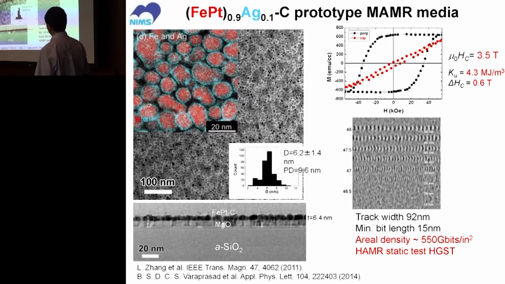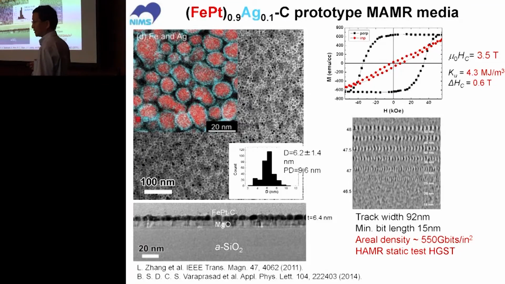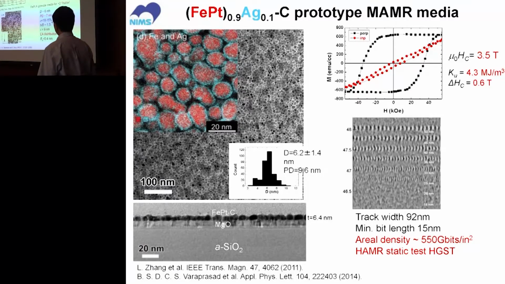And then later on, we studied how silver works. During the growth, silver appeared to be rejected from the core part of the particle. And this enhanced the kinetics for the L10 ordering. And we have a core-shell structure, and this leads to the high coercivity.